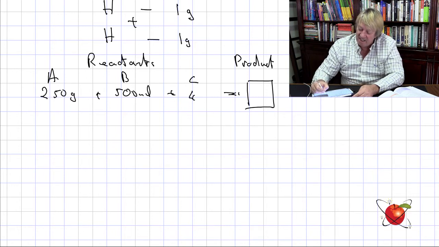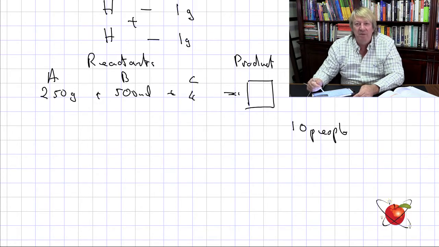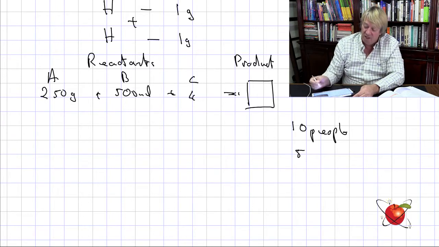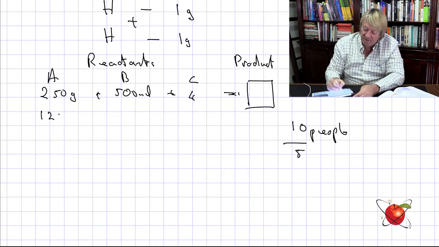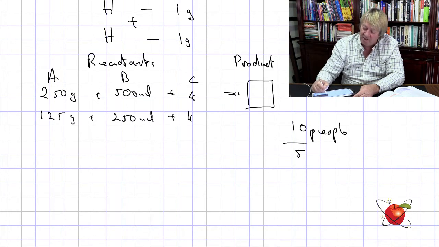Let us say that that is for 10 people. Okay? 10 people. But now we aren't having 10 people to dinner. We're having 5. So what do we do? That's for 10, right? So we need it for 5. So what do we do? We divide it by 2, don't we? We halve the recipe. So we go 125 grams plus 250 milliliters plus 4 over 2, which is going to be 2.